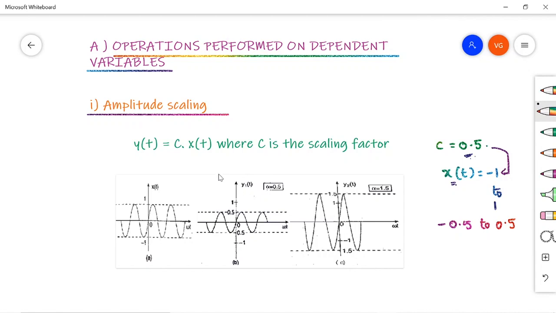Suppose the scaling factor is 1.5, that is, you have to multiply the maximum amplitude and minimum amplitude with that scaling factor 1.5. Then the signal becomes like this, as in figure C here. So the maximum amplitude is plus 1.5 and the minimum amplitude is minus 1.5. Such type of operation we call amplitude scaling. This type of operation is practically used in amplifiers.